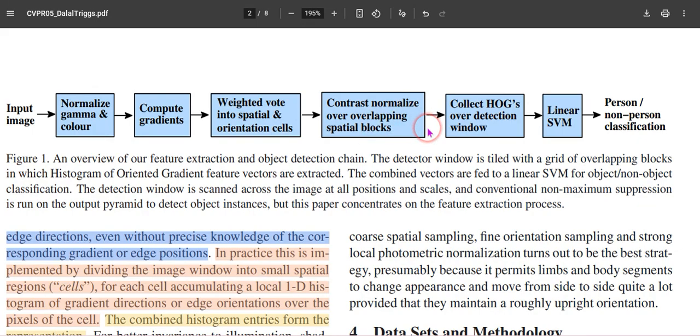The histogram is well represented as feature vectors, and those feature vectors are given to the SVM classifier. The SVM classifier can then identify, through these feature vectors, which are robust for any image that may have a cluttered background or varying illumination, whether that image has a person or non-person.